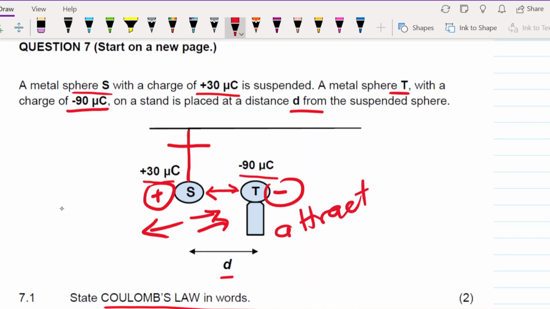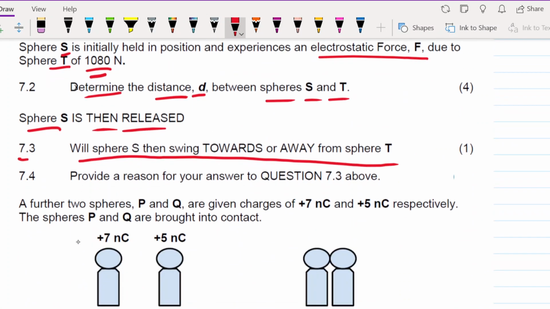So that means that is going to move toward sphere T. So for question 7.3, will sphere S swing towards or away from sphere T? We know it's going to move towards sphere T. So the answer here is towards. So let's go to 7.4. Provide a reason for your answer to question 7.3 above.